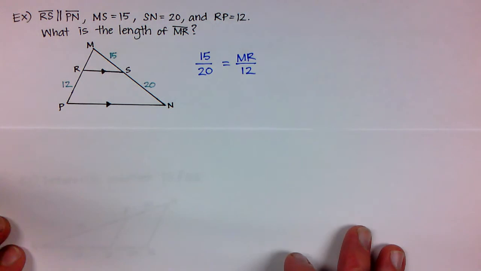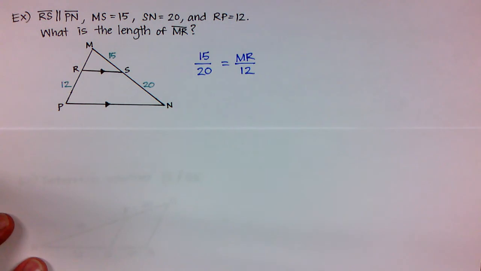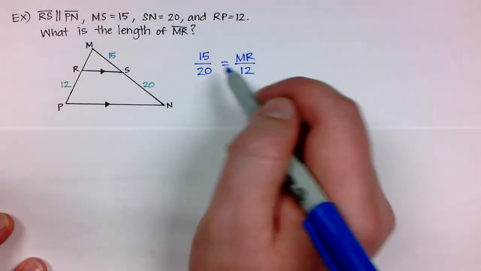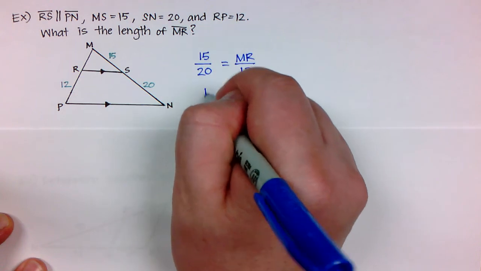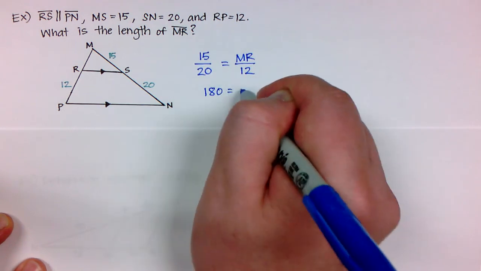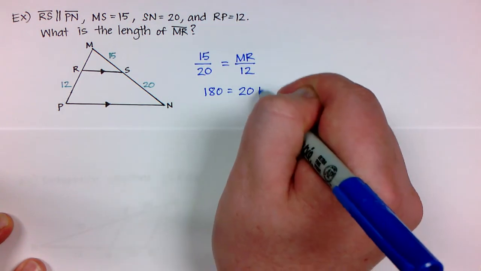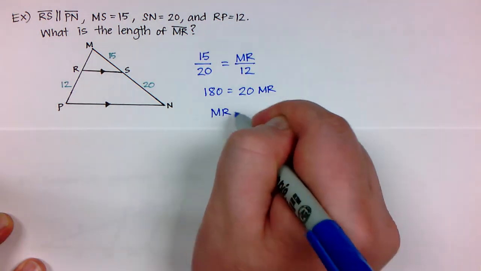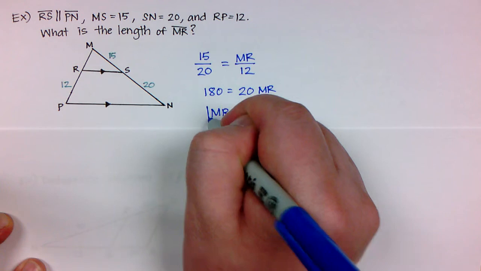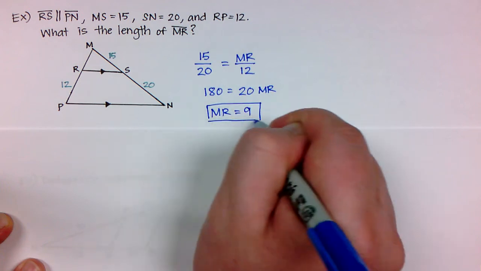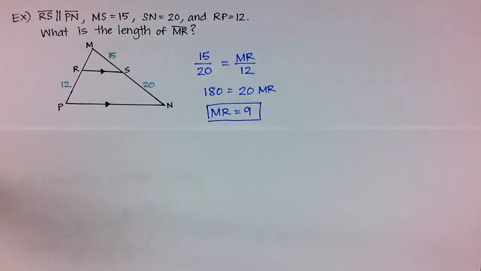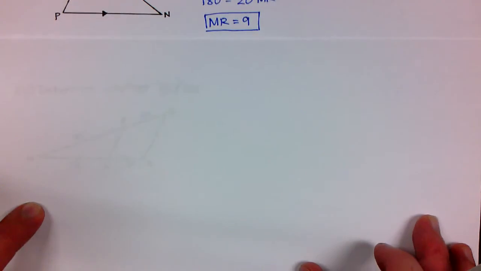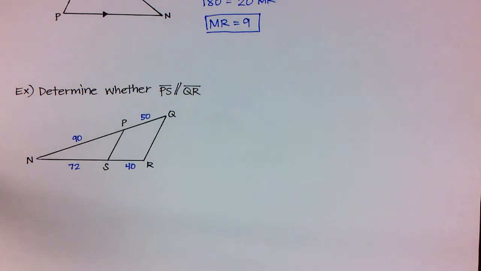So then, just like any other proportion, we're just going to solve it. So I'm going to multiply by cross-canceling. So I'm going to get 180 is equal to 20 times the MR. And when you divide both sides by 20, we're going to find that MR is 9. So I found the missing length. Awesome. Let's go ahead and do another example.